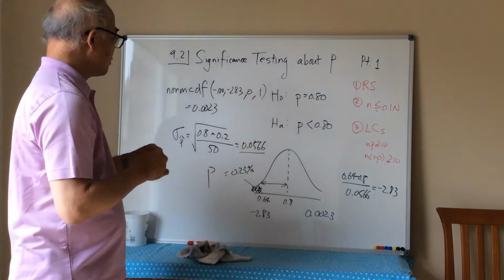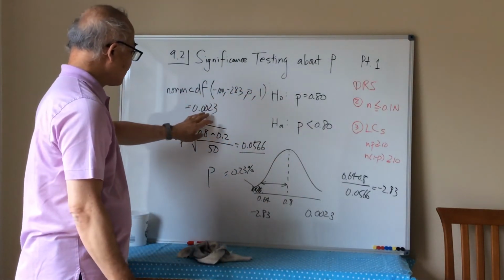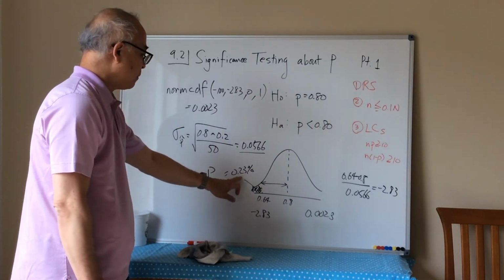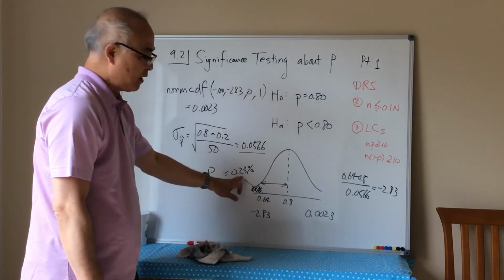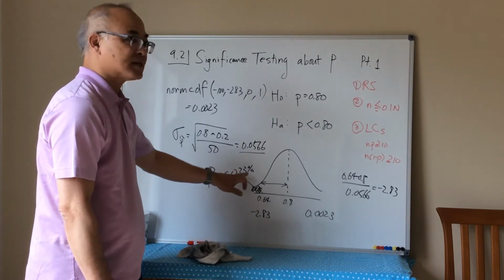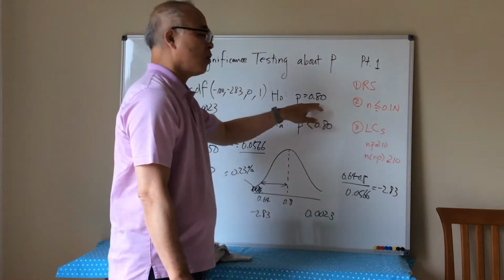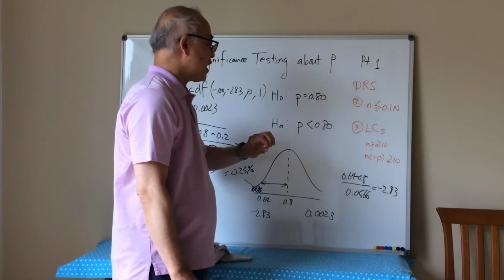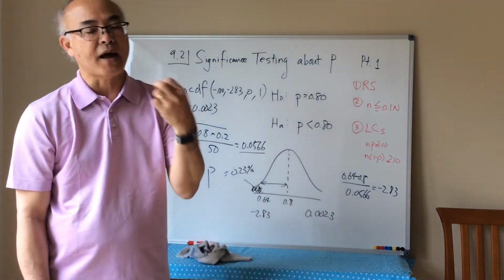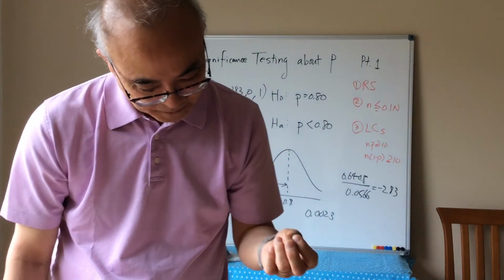So what are we going to do? We found that the p-value is 0.23%. We compare the p-value to the alpha. Alpha was 5%. Since the p-value is less than the alpha, we reject the H0, and we have convincing evidence for the Ha, which means we have convincing evidence that the guy is actually a less than 80% free throw shooter.